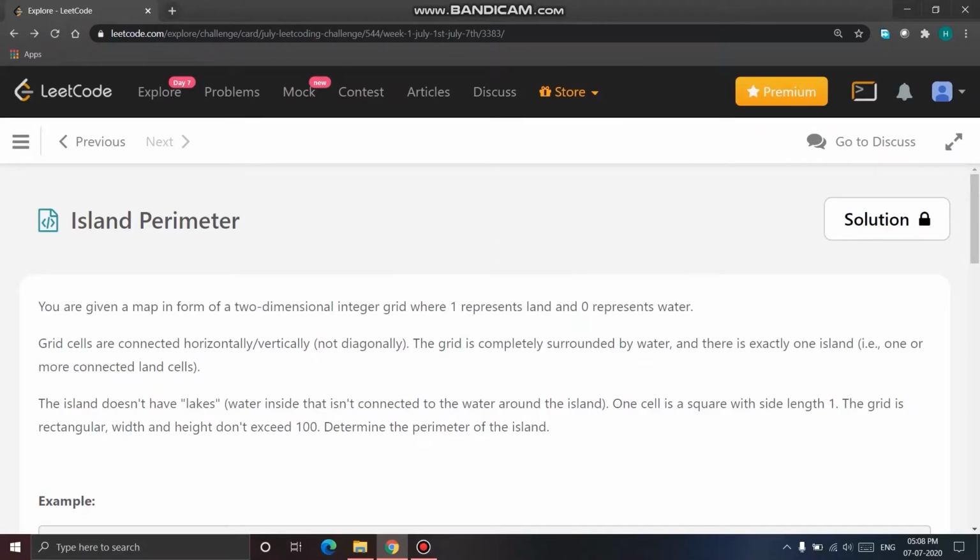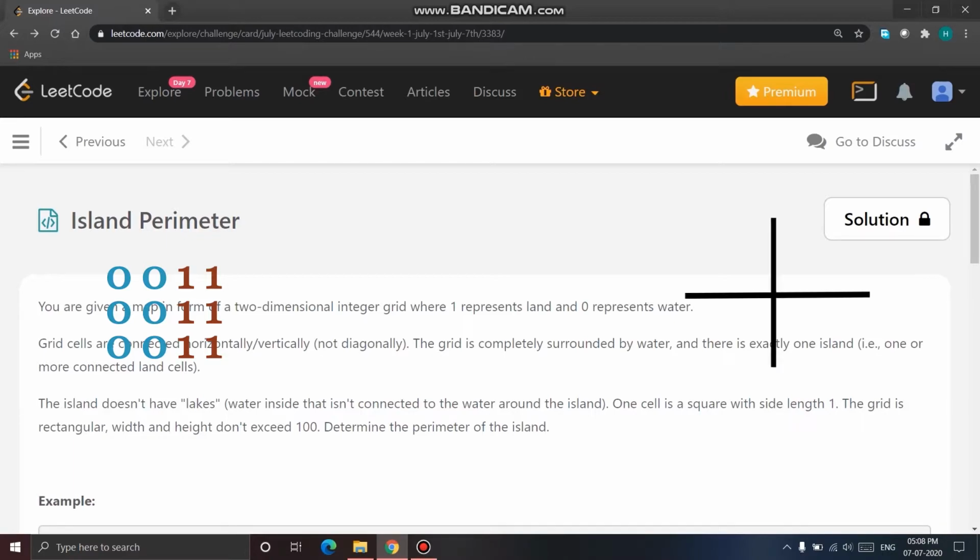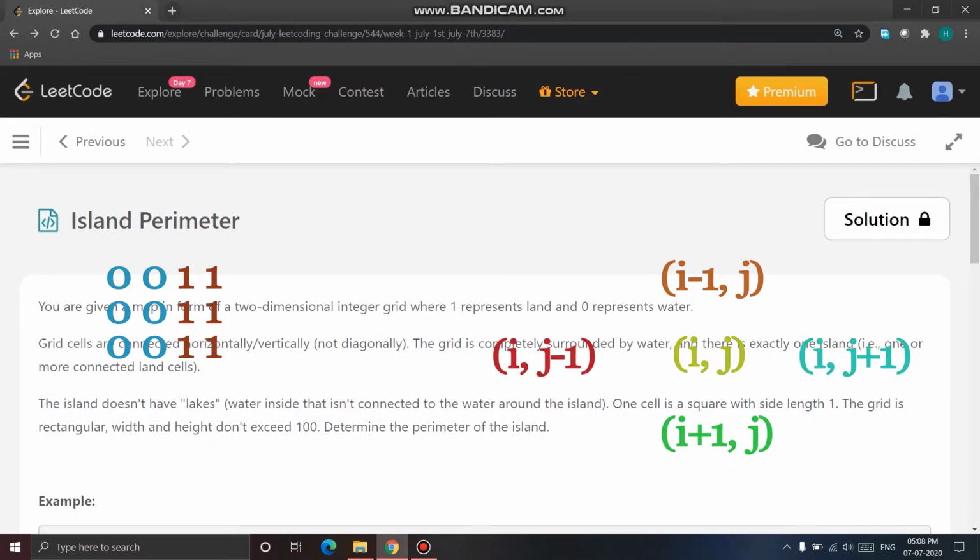Hello everyone. So today's question is from July LeetCode Coding Challenge Day 7 and it's called Island Perimeter. We have a 2D matrix or a grid of zeros and ones. 0 represents water and 1 represents land. Grid cells are connected horizontally and vertically, not diagonally. So from any given cell, you can only go up, down, right or left.